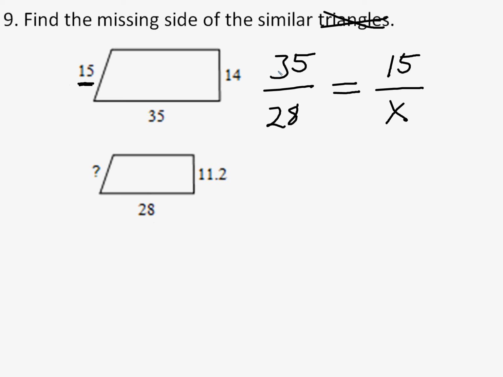What I mentioned before is we can reduce this. 7 goes into this 5 times, and 7 goes into this 4 times. And now what we could do is we could cross multiply. Also, as we learned before, another way to solve this is we realize that 5 times 3 gives me 15. So we would need to multiply 4 by 3 to get this number. So we would know that x really is just equal to 12.